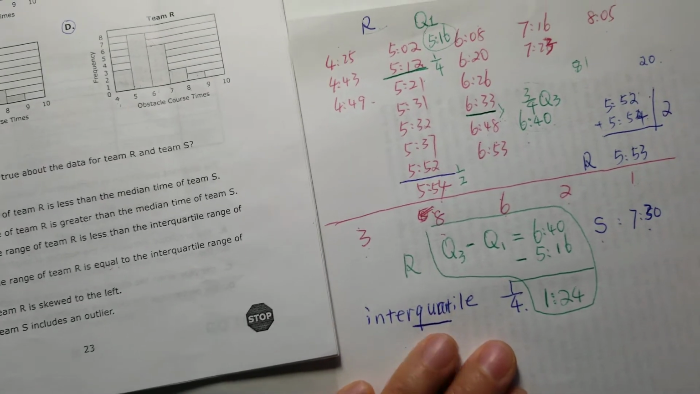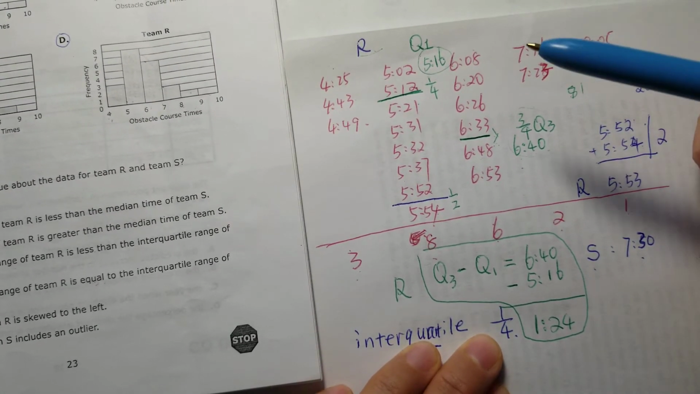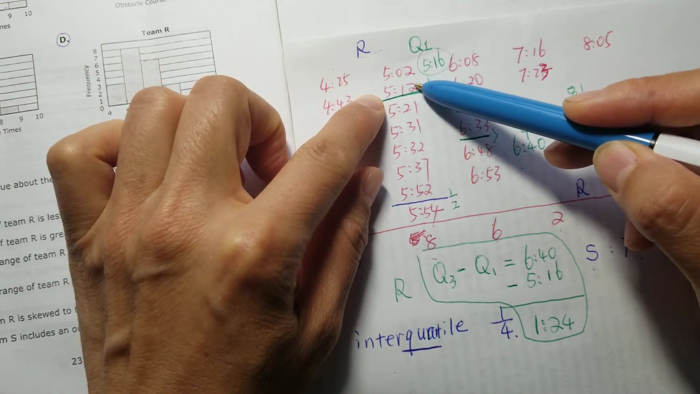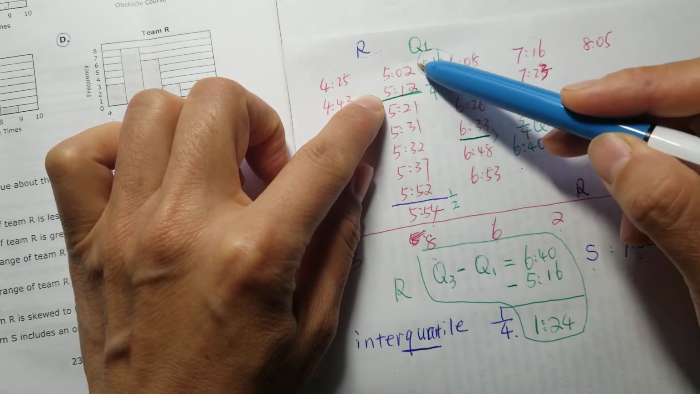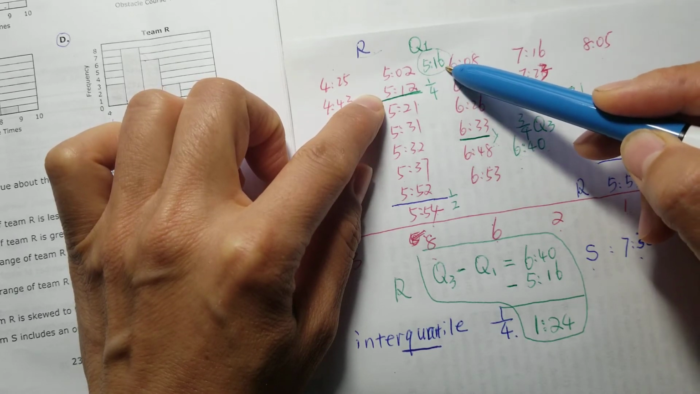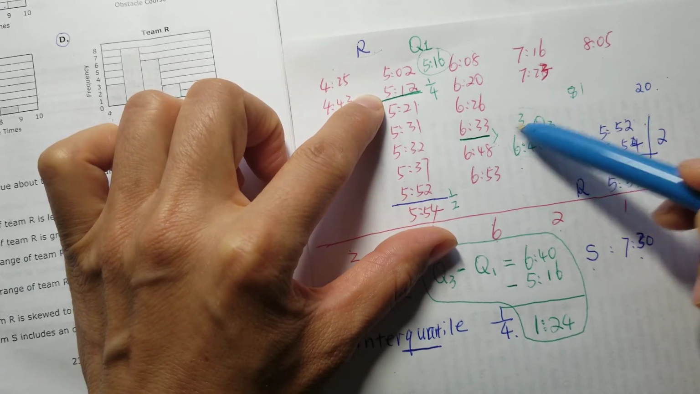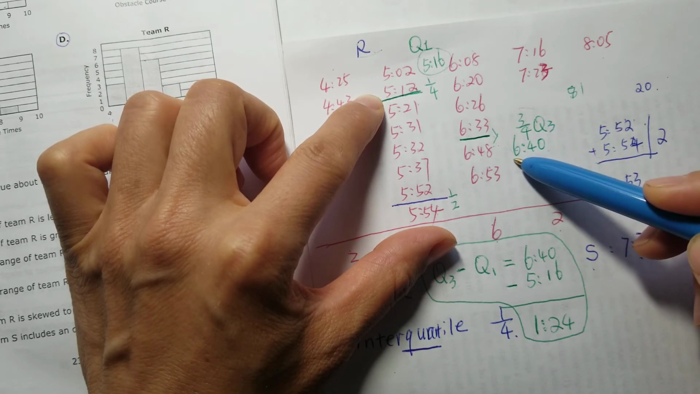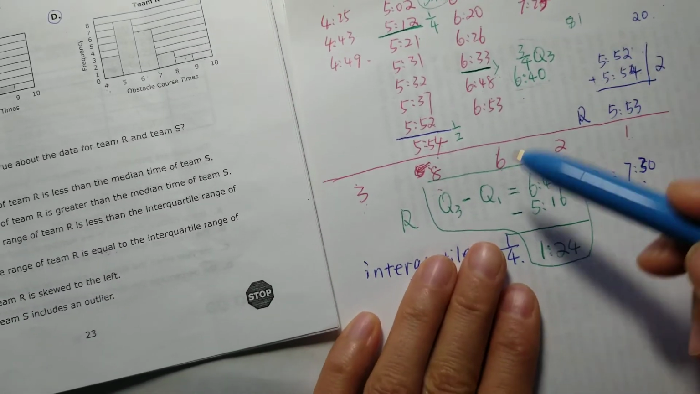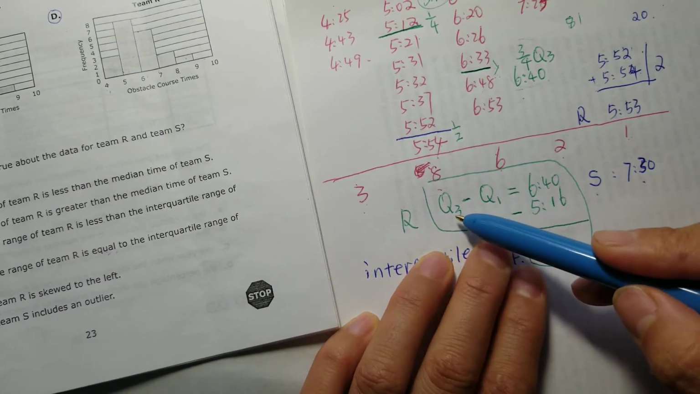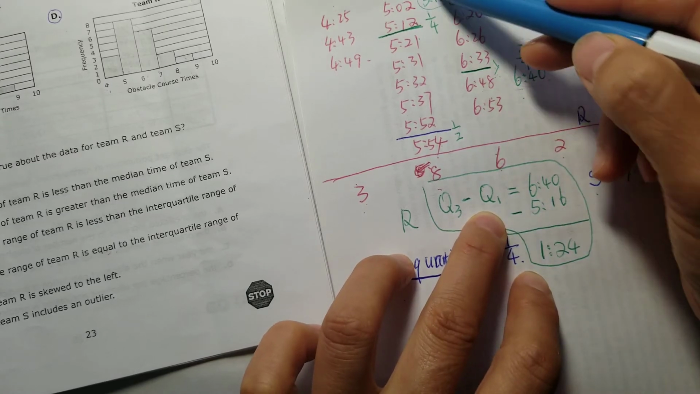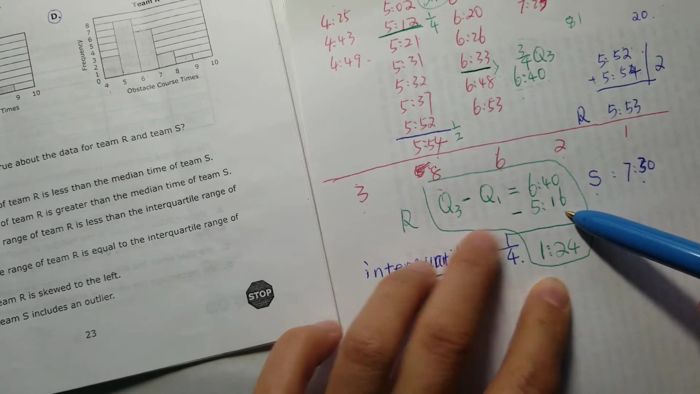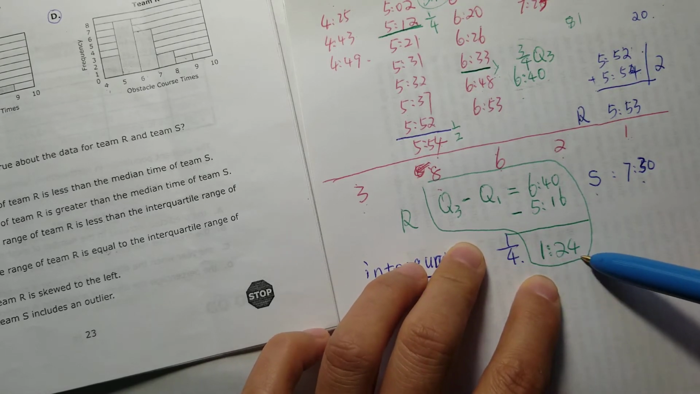It's a little complicated, so let me quickly recall. For the first quarter, you add them together and divide by 2, which rounds to 5:16. For the third quarter, add them together and divide by 2. You have about 6 minutes 40 seconds. For the interquartile range, you use Q3 minus Q1, which is 6:40 minus 5:16, so you have about 1 minute 24 seconds.